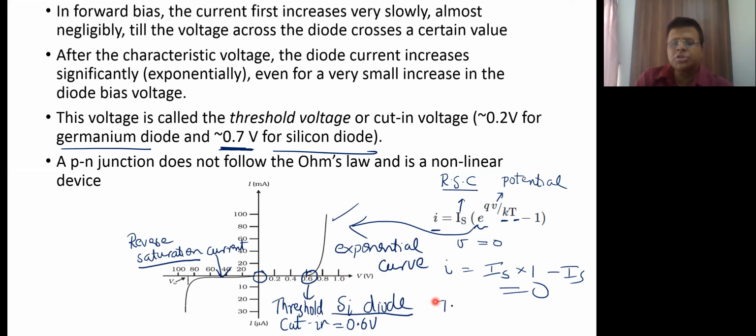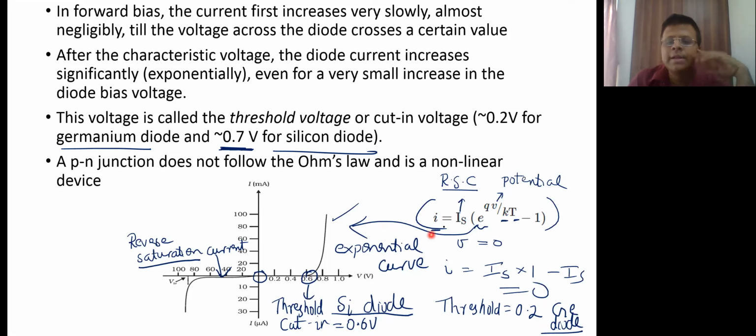But the same threshold voltage happens to be around 0.2 volt for a germanium diode. And the reason for that, partly you can see from this equation, that is the reason why I wrote this equation also, that the current is equal to Is, where Is is the reverse saturation current.